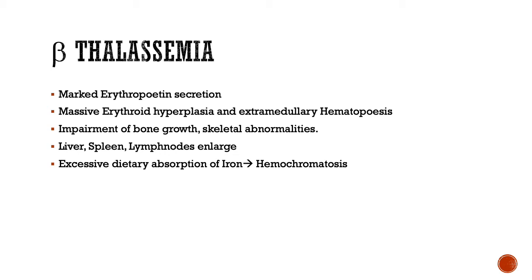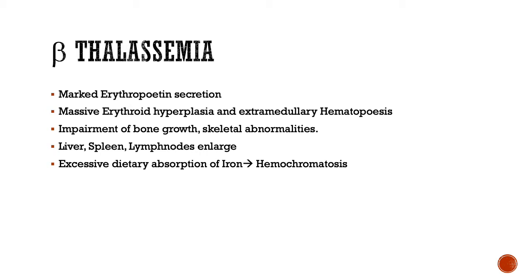Because of the anemia, there is marked erythropoietin secretion by the kidney. This leads to massive erythroid hyperplasia and extramedullary hematopoiesis. This erythroid hyperplasia can be ineffective, leading to expansion of the bone marrow in bones like the skull, cheekbones, and the maxilla, and then formation of new bone on the outer surface, leading to the crew cut or hair on end appearance, which is typically seen in thalassemic facies. This further leads to impairment of bone growth and skeletal abnormalities.